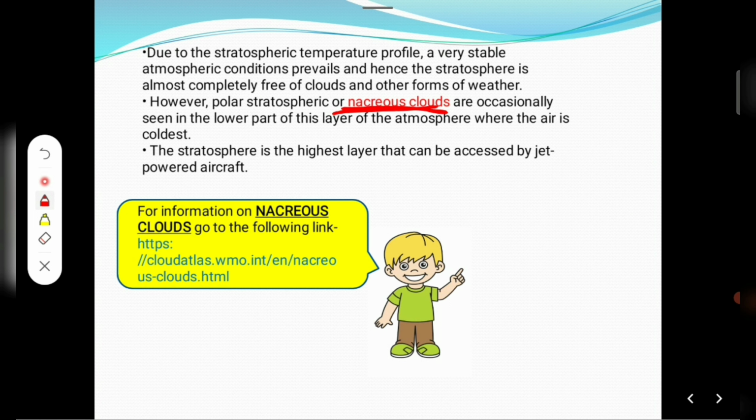Next we will see the mesosphere, and I mentioned nacreous clouds. For details of the nacreous clouds, you can visit this site. You will get a very good detailed article on nacreous clouds.